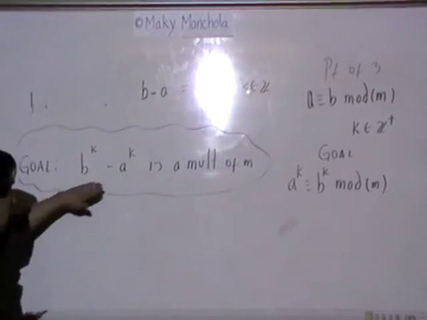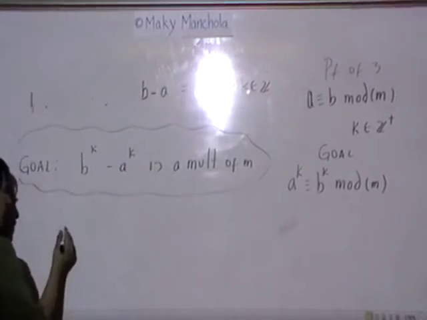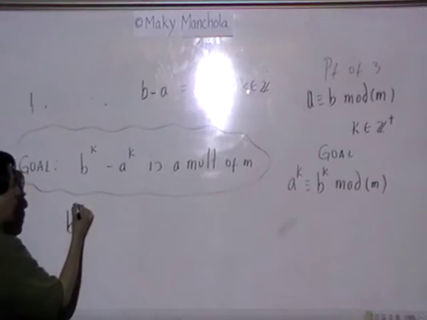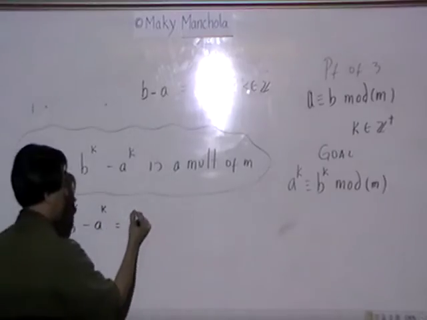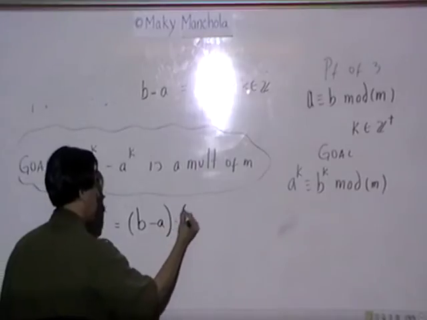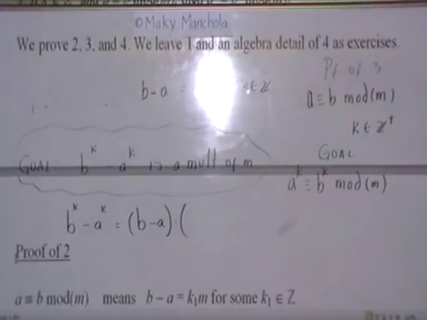Well, let's observe. Let's pay attention to the expression b to the k minus a to the k. There is an algebraic identity that says b to the power k minus a to the power k equals b minus a times b to the... Let me quickly consult the notes here.